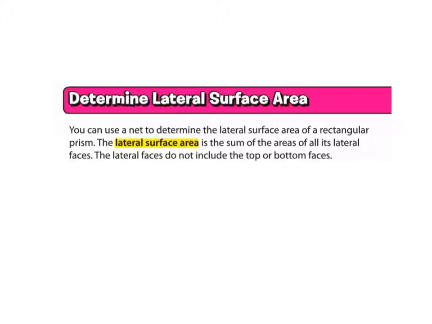Determine lateral surface area. You can use a net to determine the lateral surface area of a rectangular prism. The lateral surface area is the sum of the areas of all of its lateral faces. The lateral faces do not include the top and bottom faces, which are sometimes called the bases.